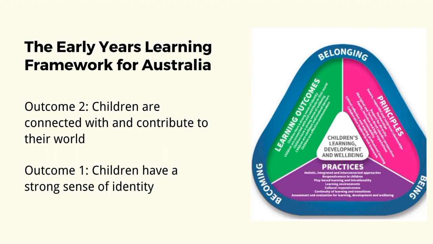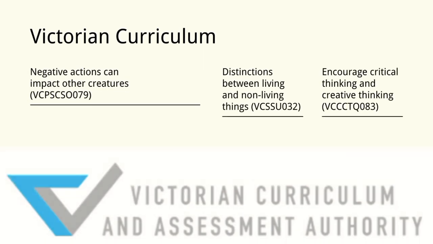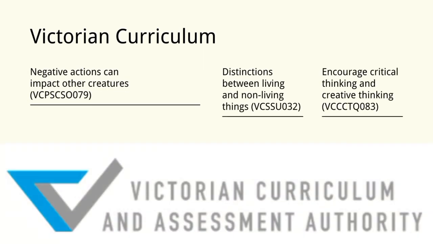Additionally, these activities are closely linked to Outcome 1, where children develop a strong sense of identity and learn to interact with care and empathy. Through these activities, children are encouraged to reflect on their choices and understand that their actions can impact the environment. This will increase their responsibility and empathy. Our activities are also designed to align with various areas of the Victorian curriculum, including personal and social capacity, science, and critical and creative thinking.